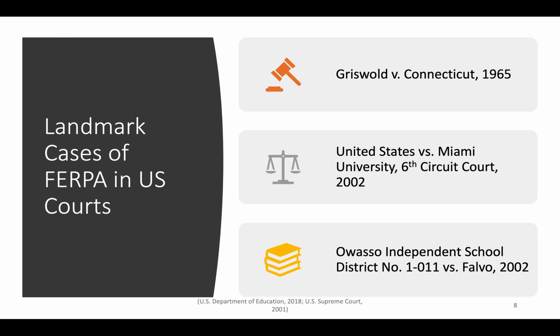The second case that had something to do with FERPA was the United States versus Miami University. This happened in the Sixth Circuit Court. In this case, the court held that a newspaper does not have unrestricted access to student disciplinary records because such records are deemed educational records and are protected by FERPA. This case was important because it gave specific evidence and an example of what is FERPA protected student information.